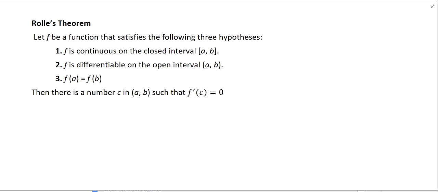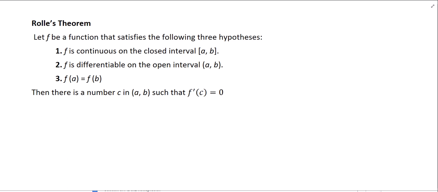Hey everyone, in this video we're going to review Rolle's theorem and the mean value theorem and do some examples. So Rolle's theorem essentially says if you have a function that satisfies the following three hypotheses, then we have the conclusion. The things that Rolle's theorem has to satisfy is that f is continuous on the closed interval [a, b], f is differentiable on the open interval (a, b), and that f(a) equals f(b).